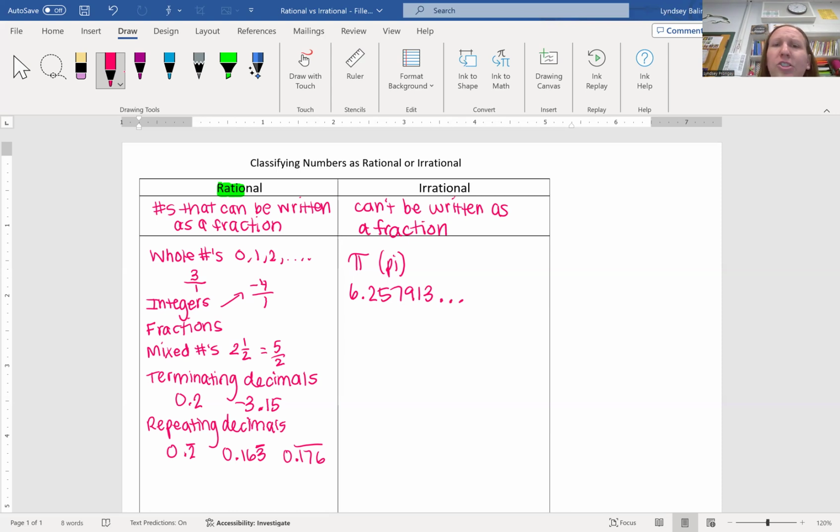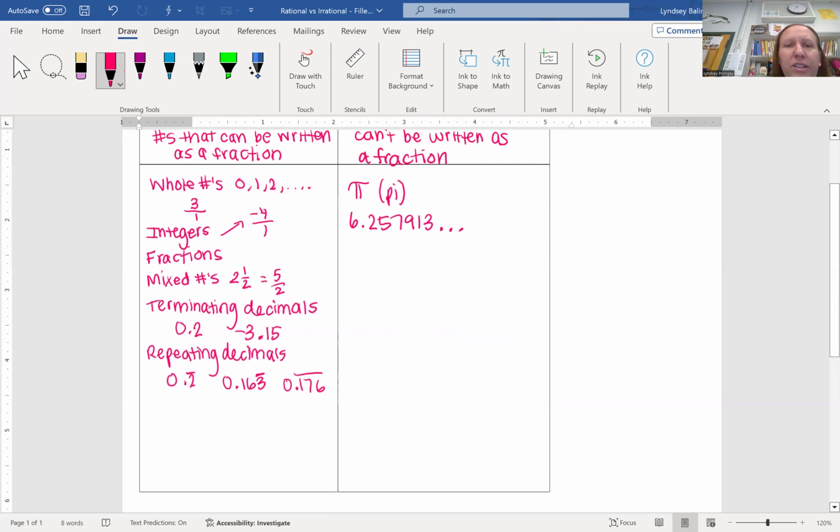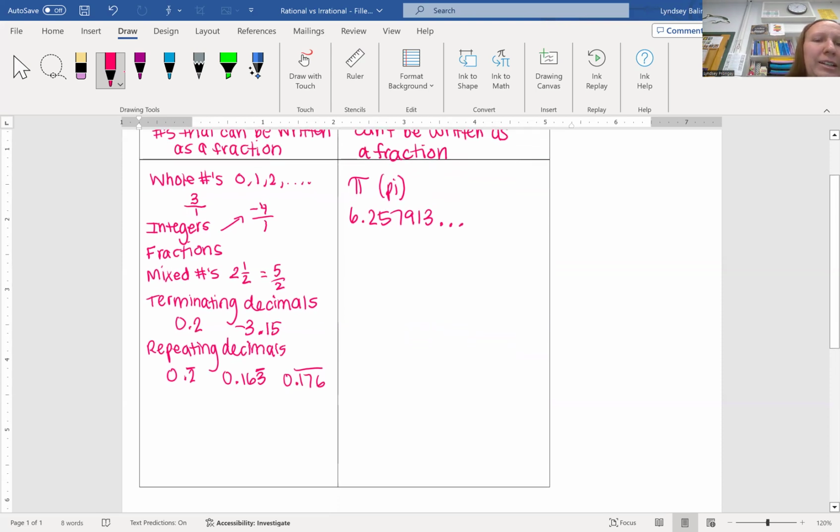So the "..." is showing that it's going on forever. It doesn't stop. But at the same point, there's no repeating going on. If I go back to my other side, my repeating decimals, I technically could have written that first one like that.